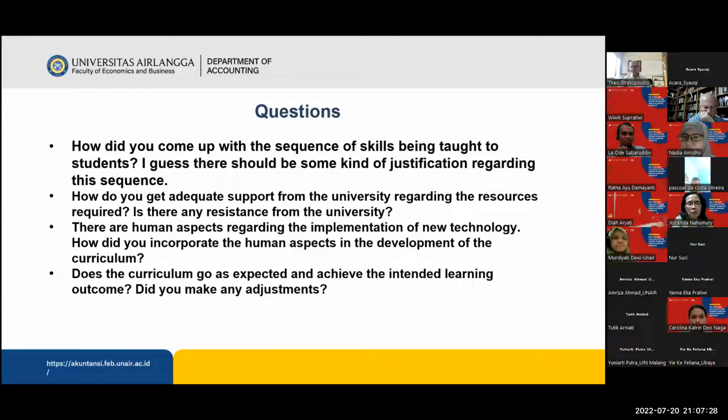Anyone here? Because there is no name for this question, so I don't know who asked it. I'm not sure. Are you talking about the human aspect in terms of resources to implement the curriculum, or the human aspects of how students feel about dealing with technology in their curriculum?